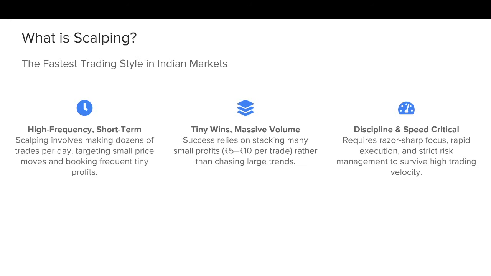So in order to do this kind of trading, 2 things are absolutely crucial. One is discipline, one is speed. Both are equally critical because this requires razor sharp focus, rapid execution, and very strict risk management. If you follow these three, you will survive, else scalping is not for you. You can go for LFT, low frequency trading, you can go for swings, you can go for deliveries, whatever else. But unless you are disciplined and you are fast, scalping will not suit you. So please understand that even if I provide a very robust scalping system, it might not suit you.